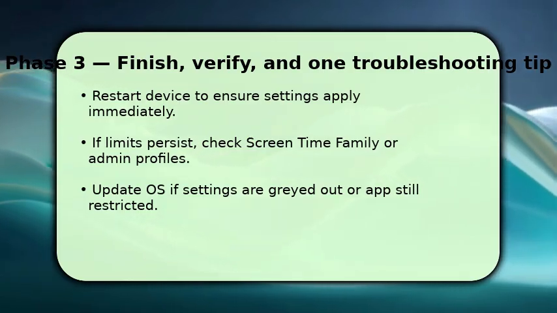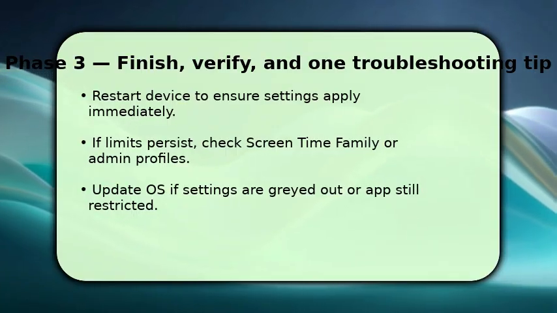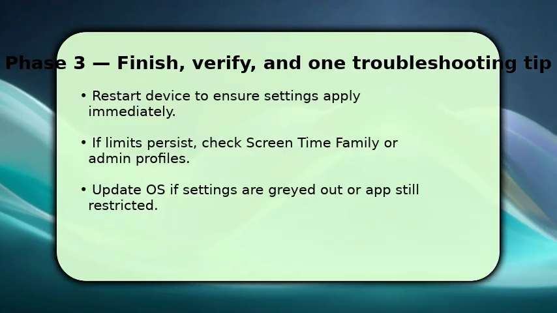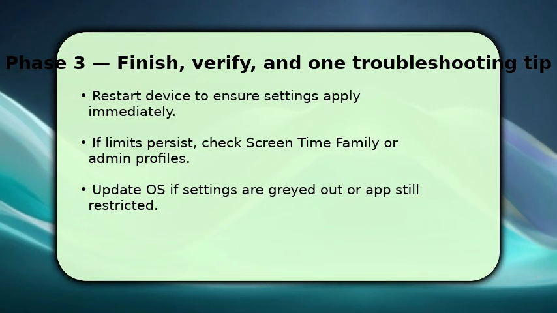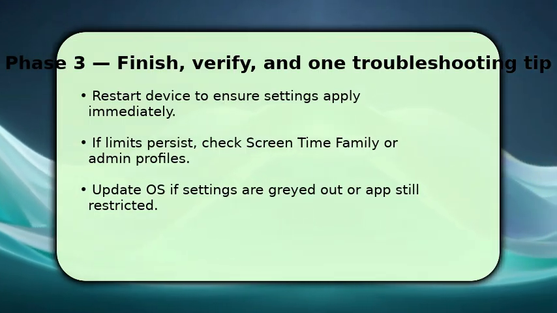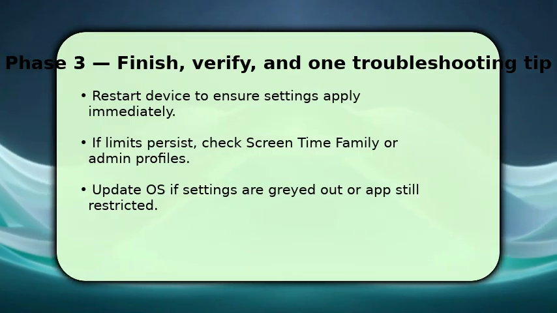If problems persist, inspect family sharing, parental controls, or a managed device profile. Those override local changes. As a last step, update the operating system. A system bug can make controls appear grayed out, and an update often fixes permissions syncing issues.